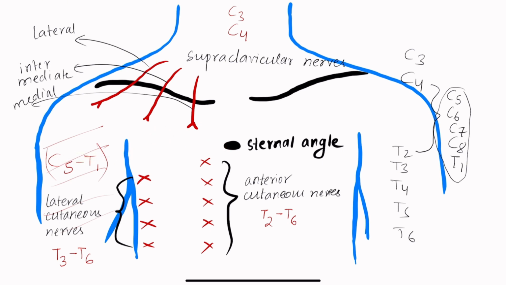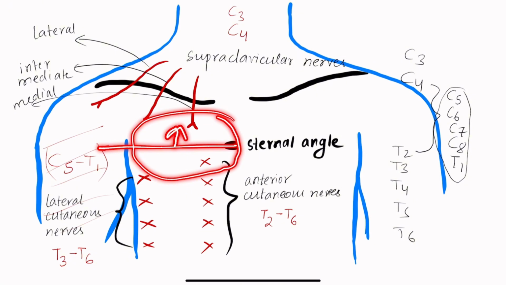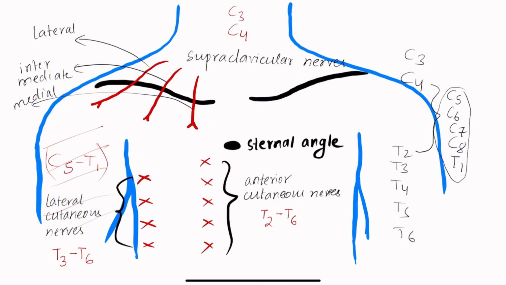Since these cutaneous branches arise from above the clavicle, they are also called supraclavicular nerves. There are three of them on each side: 1, 2, 3. These three nerves don't just supply the pectoral region but the deltoid region as well. They supply the pectoral region above the sternal angle and the deltoid region. The three nerves are named as per their location. There's the lateral supraclavicular nerve, intermediate supraclavicular nerve, and medial supraclavicular nerve.